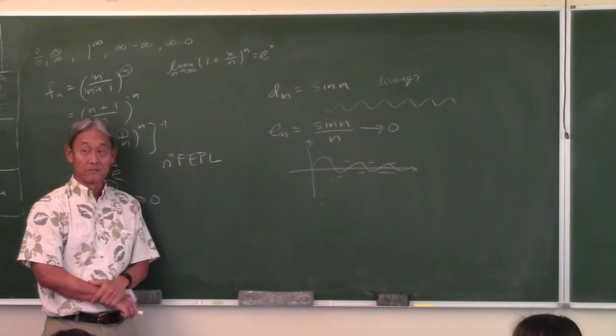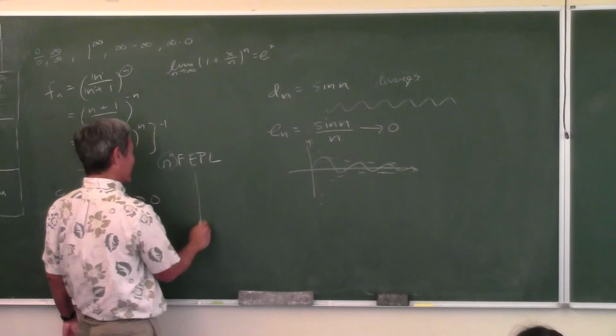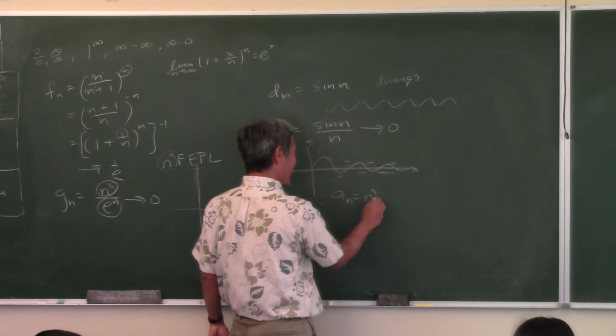Okay, this tells you the hierarchy of functions that go to infinity the fastest. N to the n is the fastest one we have. It looks like this. Think of the sequence n to the n. Look at the sequence n to the n. What are the first five terms?